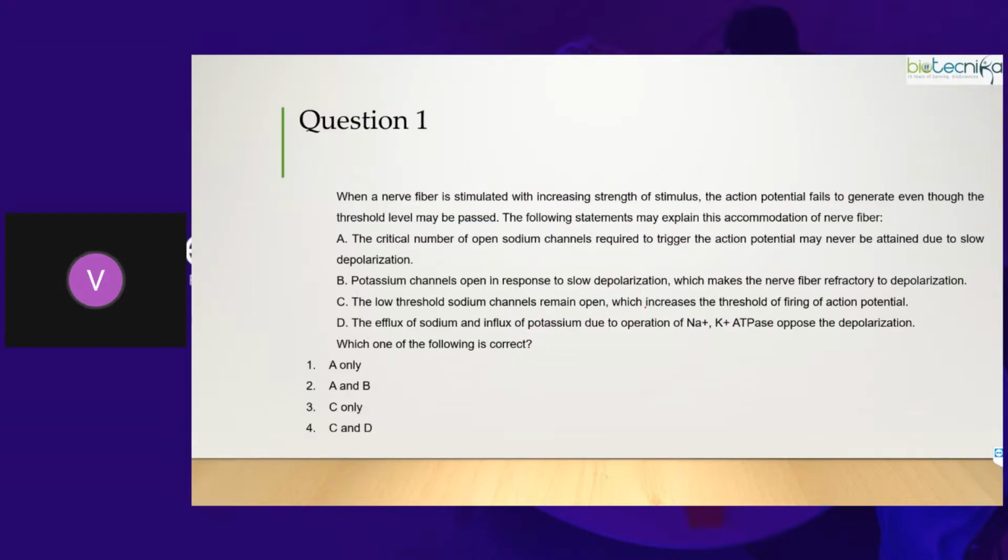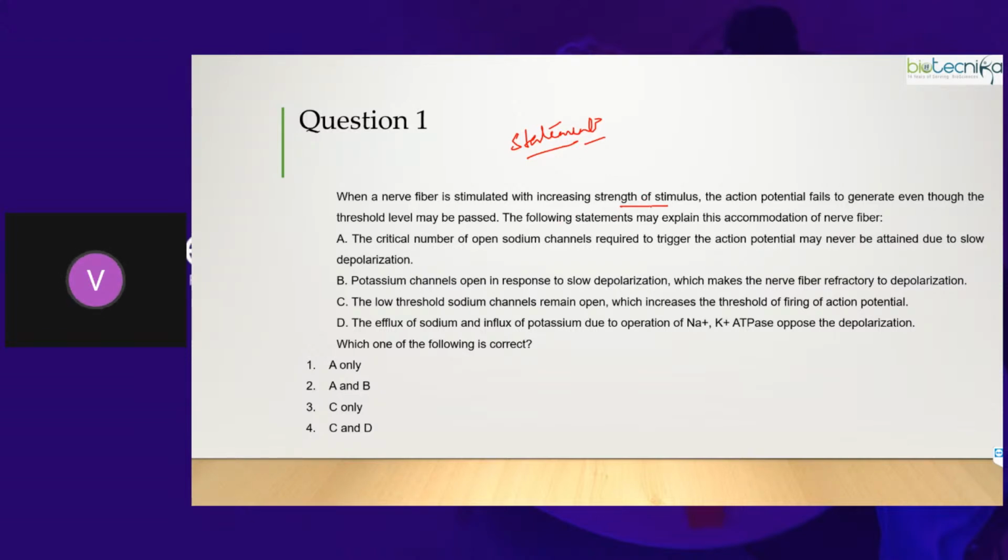So this question is from nervous system. Yes. So what is the question? When a nerve fiber is stimulated with increasing strength of stimulus. Yes, good evening students. Good evening Reshma. So we are starting with the first question now. So as I said, it is from nervous system. So it is basically a statement based question. So today we are going to concentrate more on statement based questions, because if you see the nervous system questions, they are usually statement based questions.